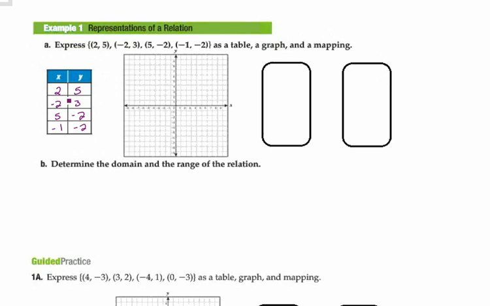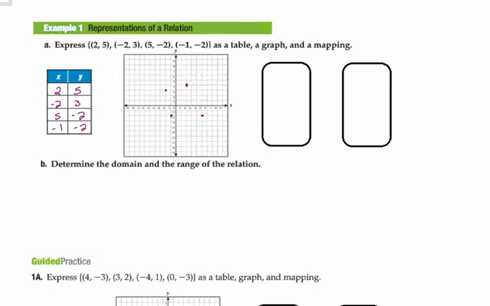Now we have to look at that as a graph. So this is saying that we're going to go 2 over and 5 up. -2, so we're going to go 2 to the left and 3 up. Sometimes computers don't work very well. 5 to the right and 2 down. Again, 1, 2, 3, 4, 5. And then 1 to the left and 2 down. Just getting used to understanding how graphs work.